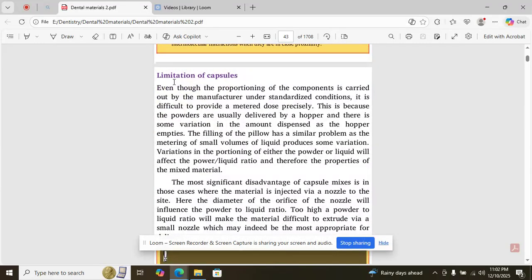Limitation of capsules. Even though the proportioning of the components is carried out by the manufacturer under standardized conditions, it is difficult to provide a metered dose precisely. This is because the powders are usually delivered by a hopper, and there is some variation in the amount dispensed as the hopper empties. The filling of the pillow has a similar problem as the metering of small volumes of liquid produces some variation. Variations in the portioning of either the powder or liquid will affect the liquid-powder ratio and therefore the properties of the mixed material.